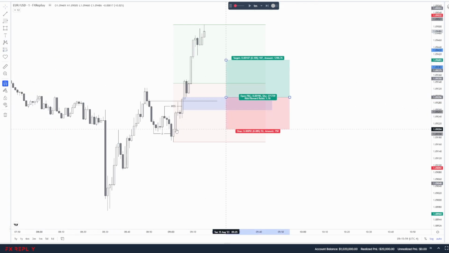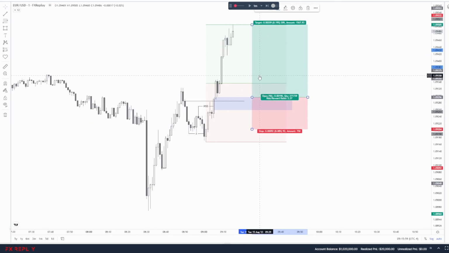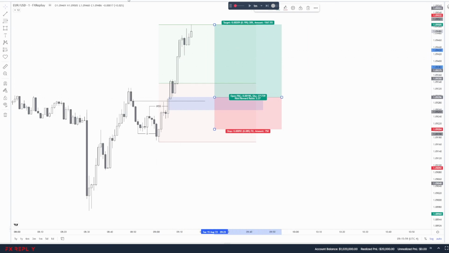As for my stop loss, I'm going to cover the last bit of imbalance right here. And my target is going to be this high right here for now. And if we do displace higher, then I might use that for a target. So let's see what happens here. Let's place the trade for 1%.